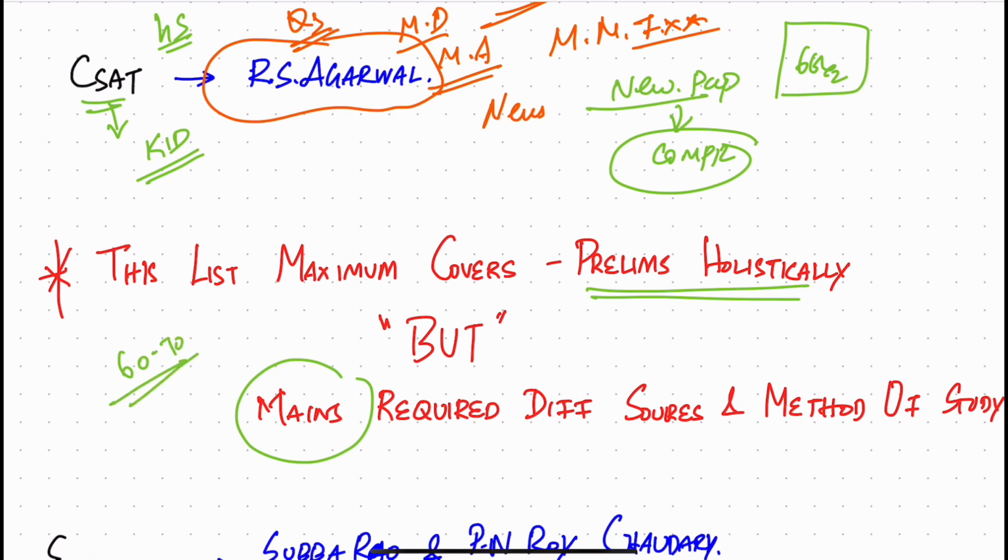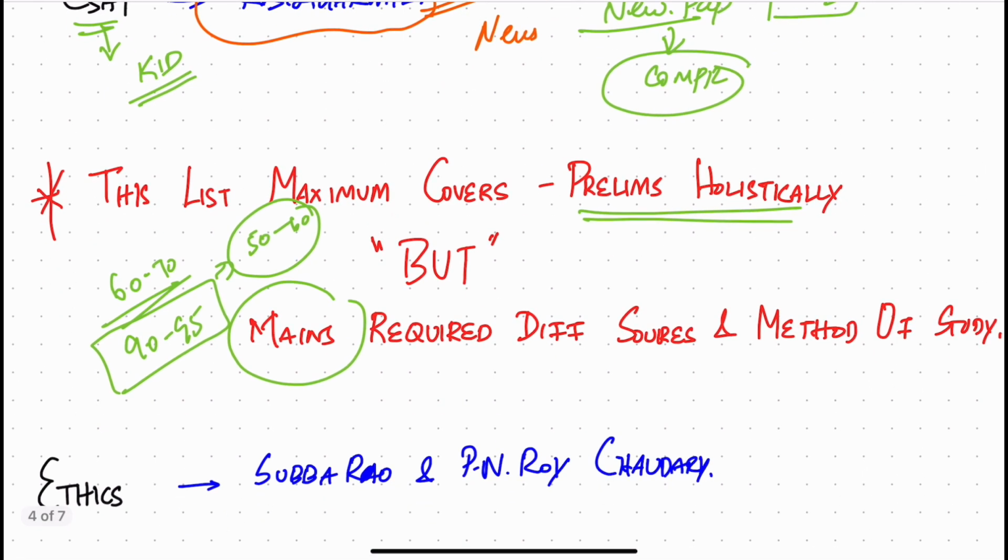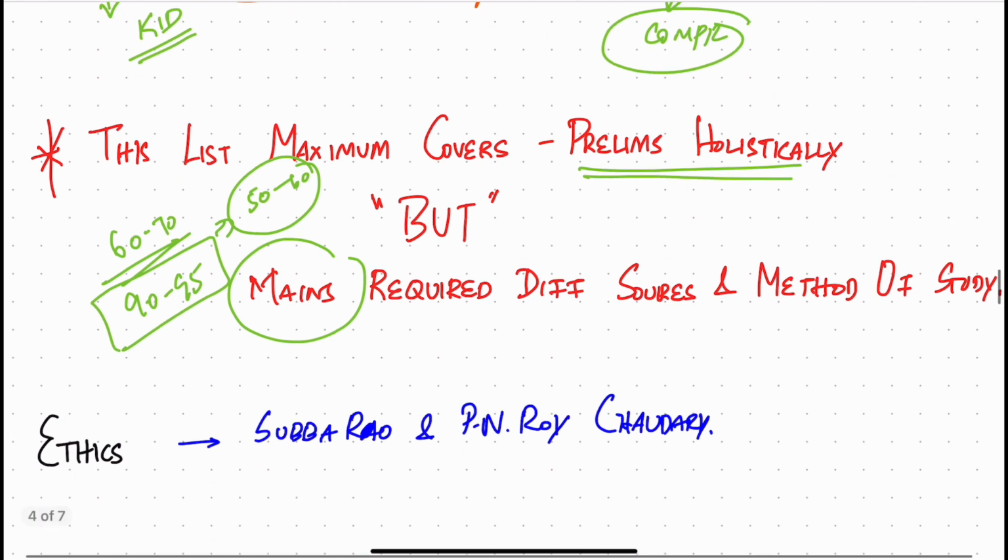So to clear mains, you have to cover more than 90 to 95 percentage of the topics, then only you can at least write correctly for 50 to 60 percentage. I mean accurately. Remaining questions you can manage, okay. 50 to 60 percentage of questions you have to answer accurately. Those things you have to study from particular sources, with particular methodology. Those things I will be covering during the mains exam after preliminary 2023.